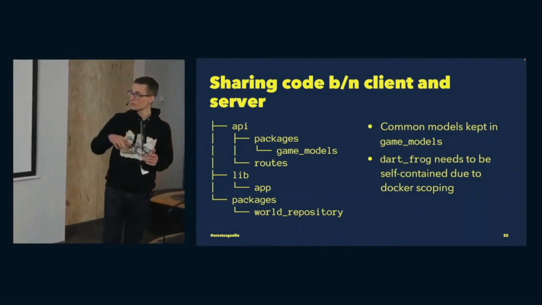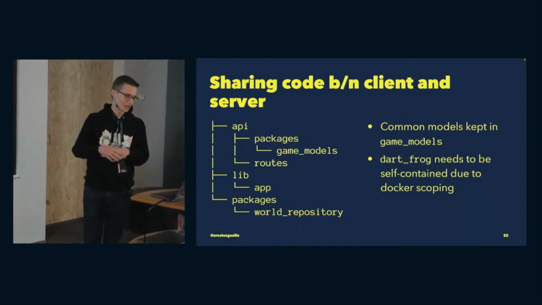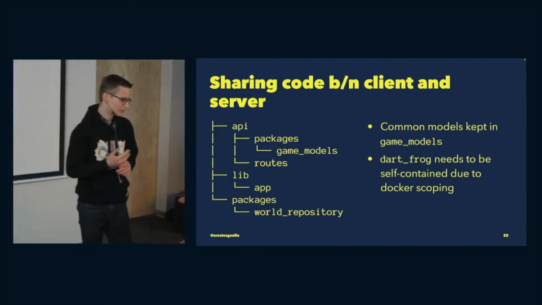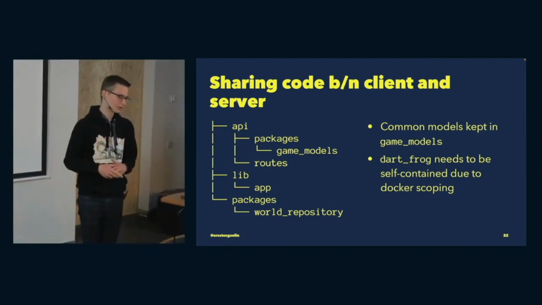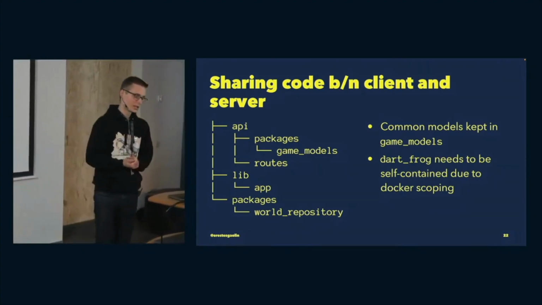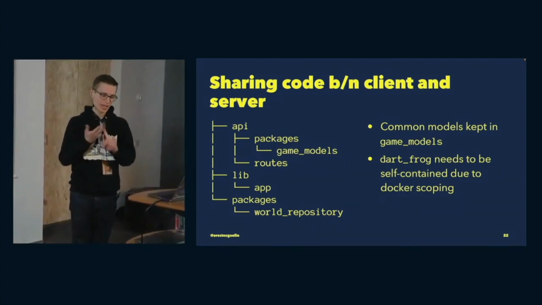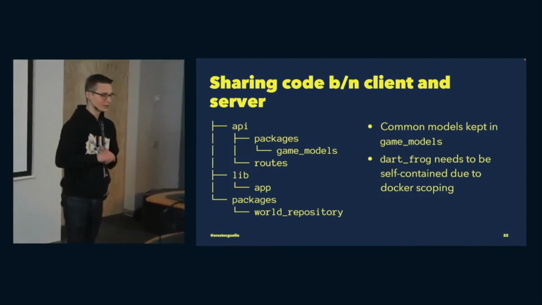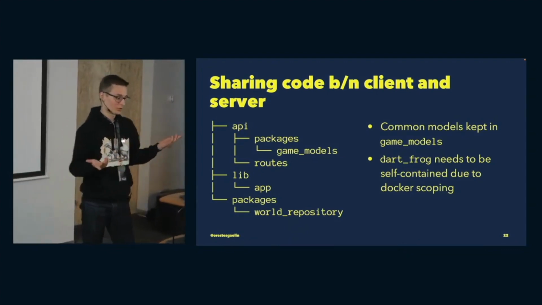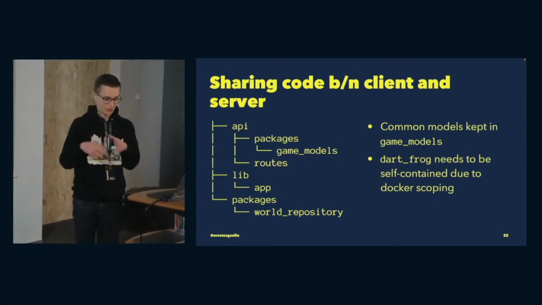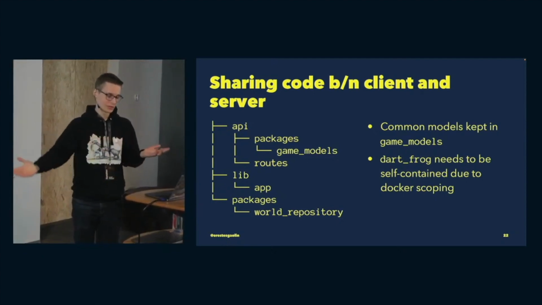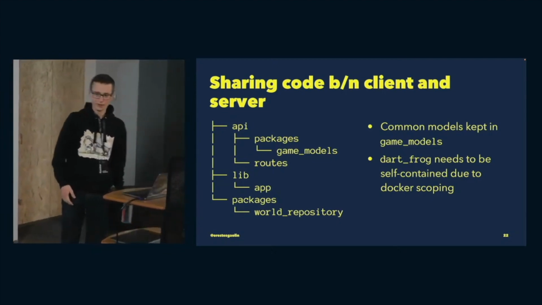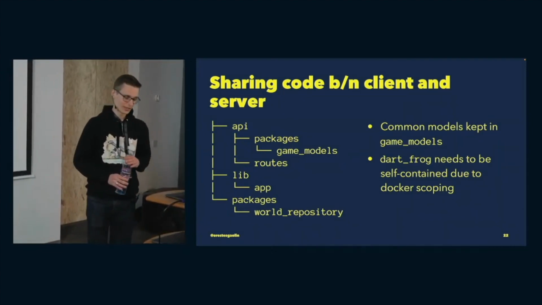In this particular example, I just have my game models package. It needs to be kept under the Dart Frog directory, because Dart Frog gets packaged as a Docker container, so everything needs to be self-contained. But all the models that I have, player, world, game, events to the game, actions, stuff like that, can be shared between the backend and the mobile app, which is super cool. If you can just share your models across these two environments, it's going to reduce the overhead of API generation entirely.